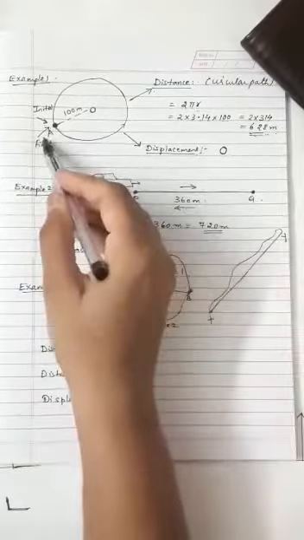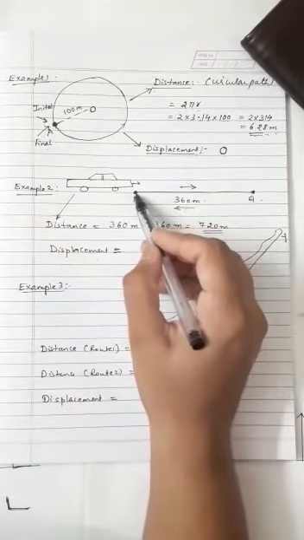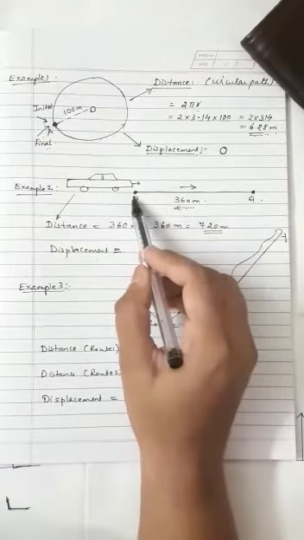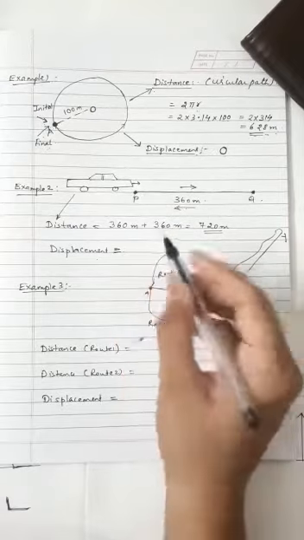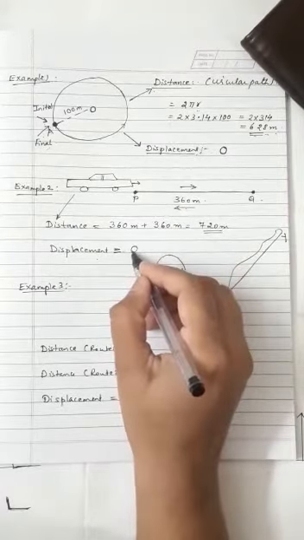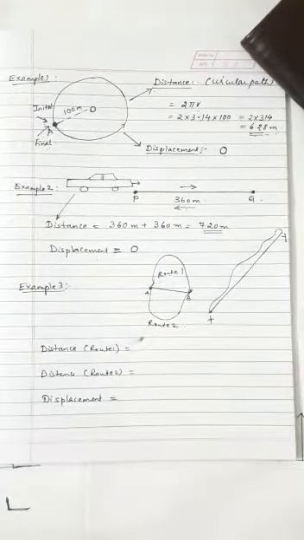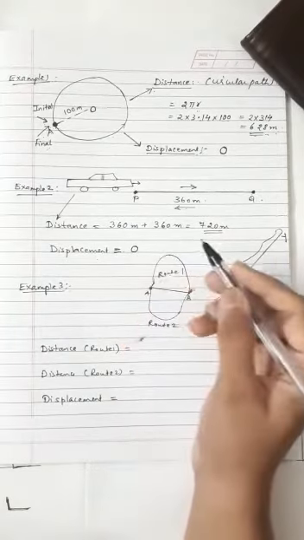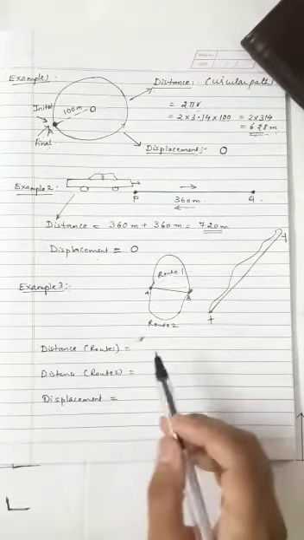So like in the previous example, here point P is going to be the initial point and it is also going to be the final point. So the displacement in this case is going to be 0.